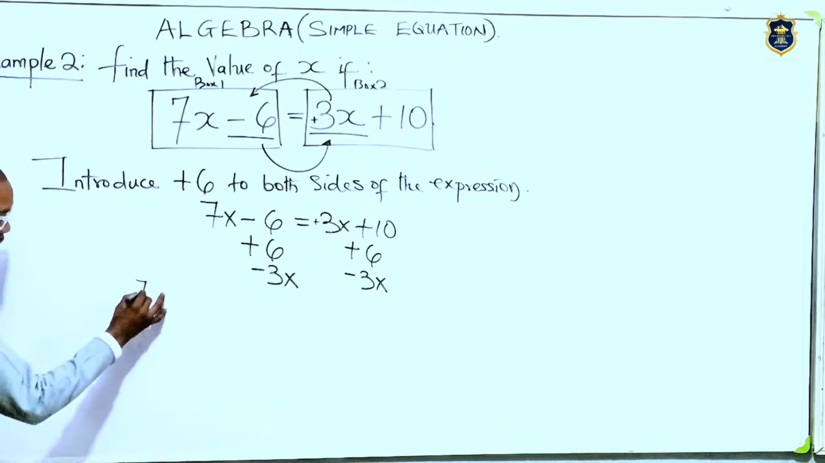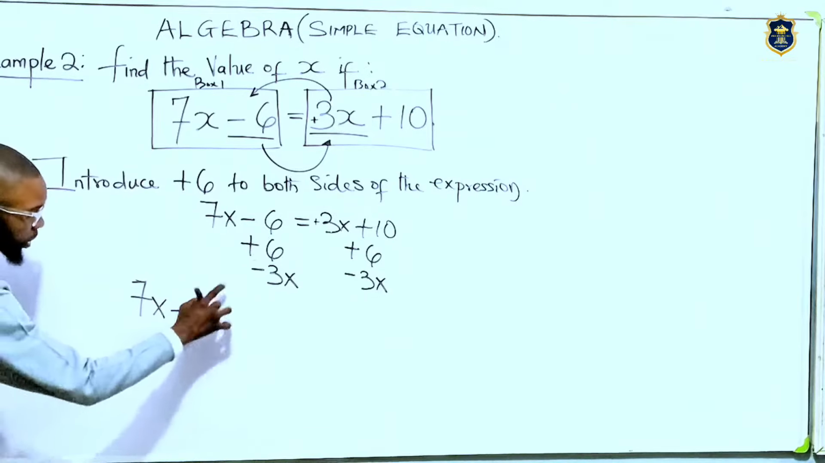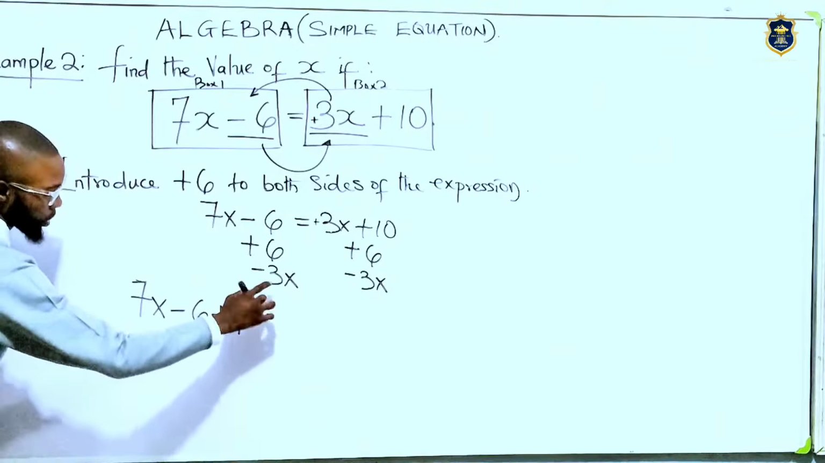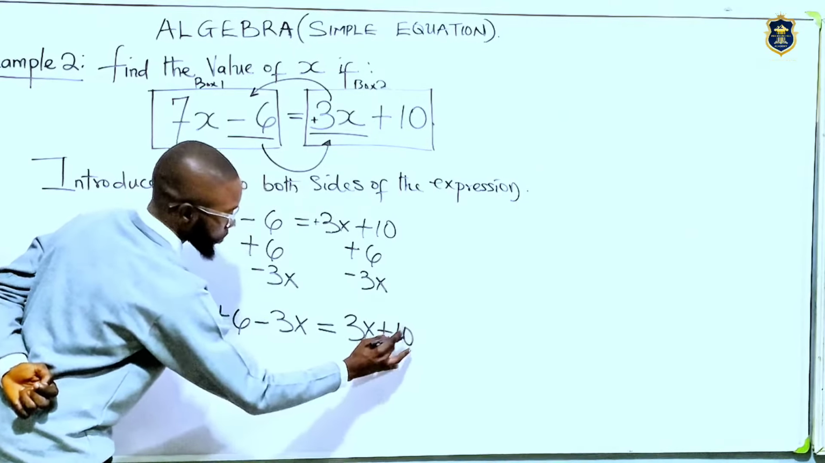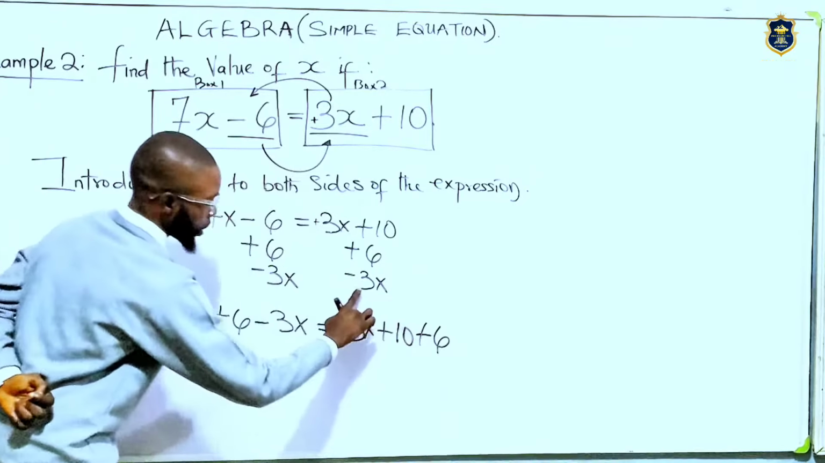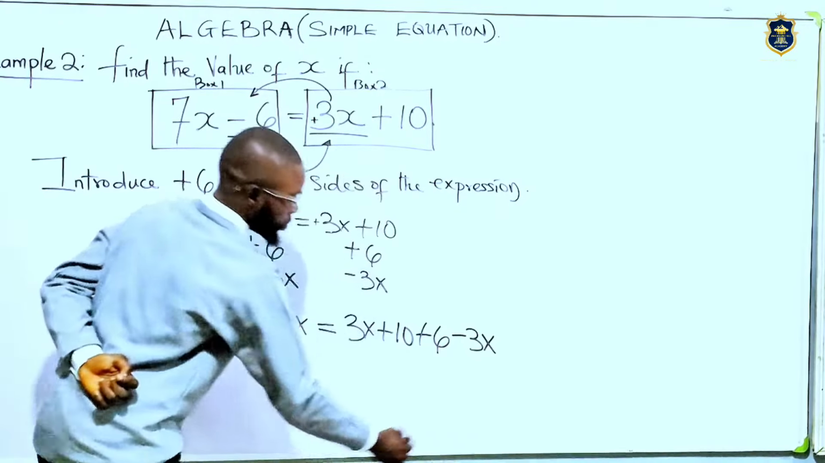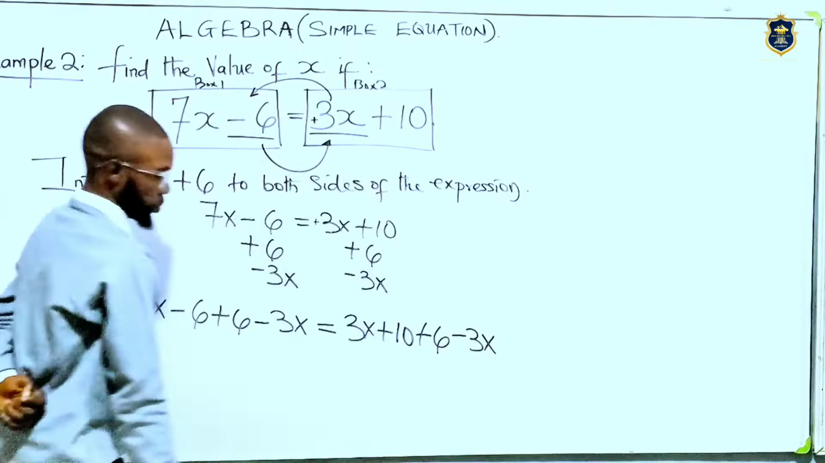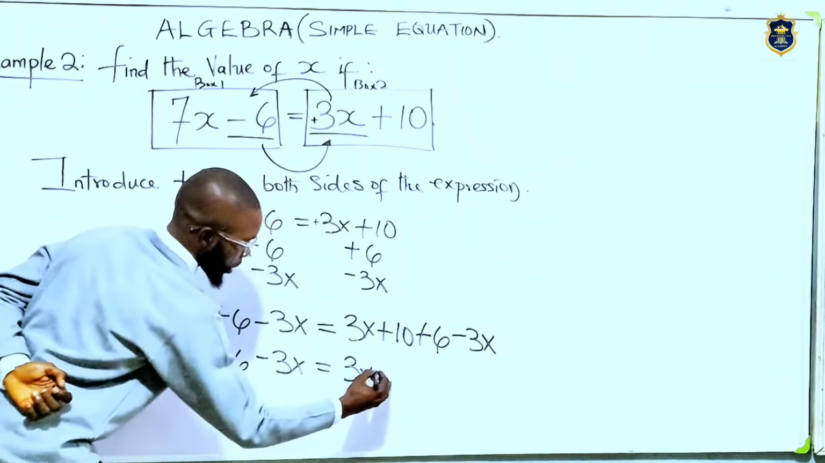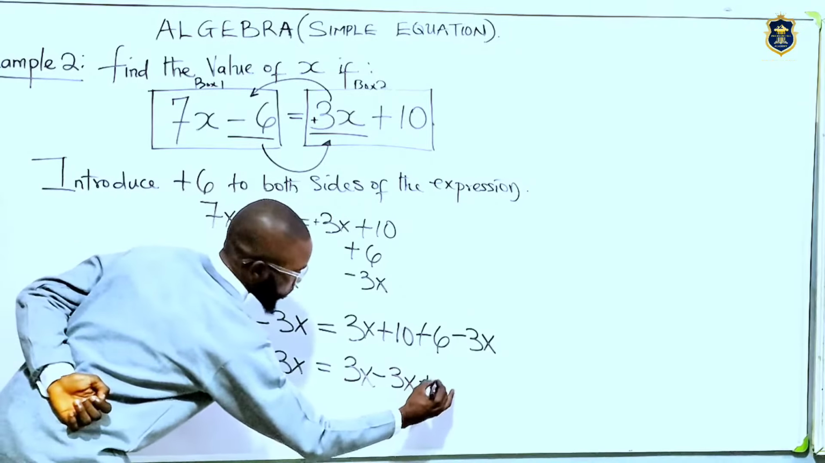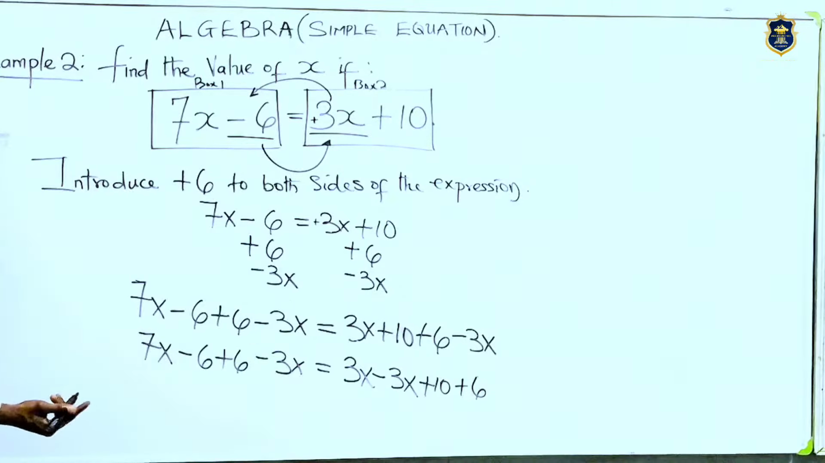So in doing that, we're going to have 7x minus 6 plus 6 minus 3x is equal to 3x plus 10, plus 10 plus 6. Then what? Minus 3x. You see? Just to make it easier, let's bring the 3x closer. Just collect like terms. So we have 7x minus 6 plus 6 minus 3x equal to 3x minus 3x plus 10 plus 6. Make it very easy from here.